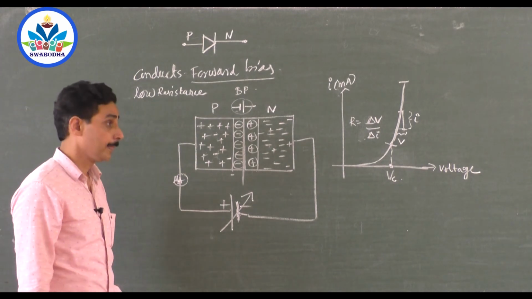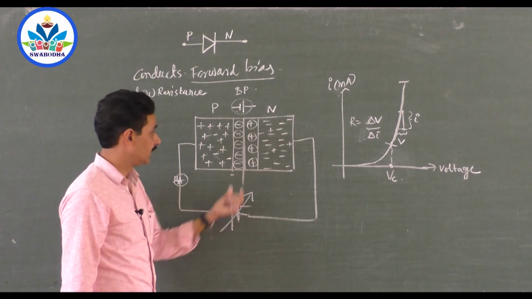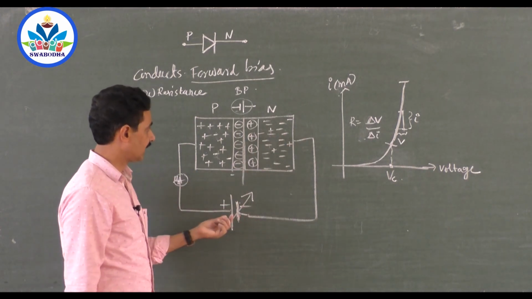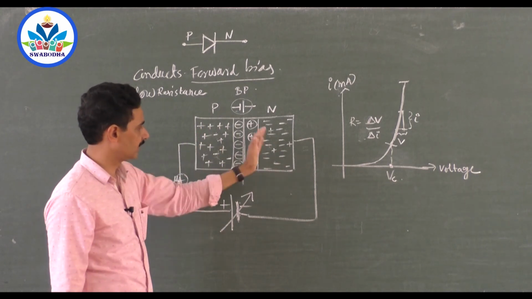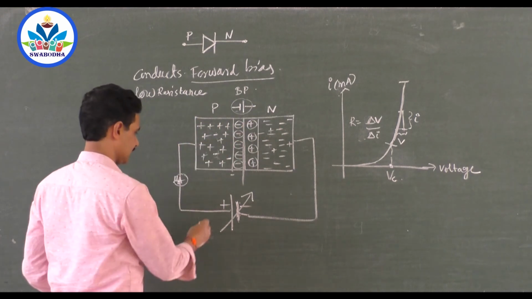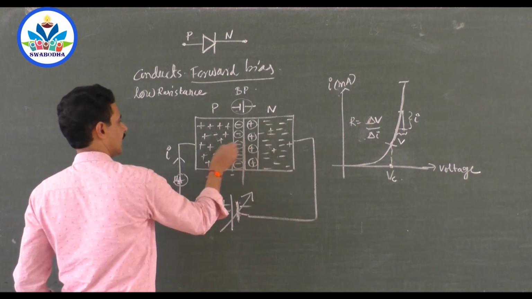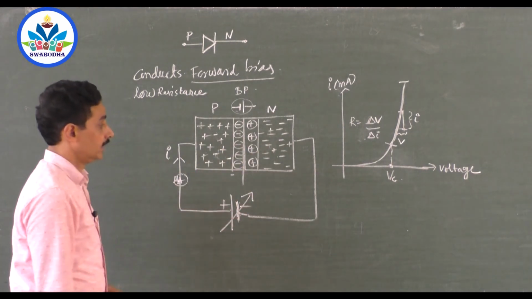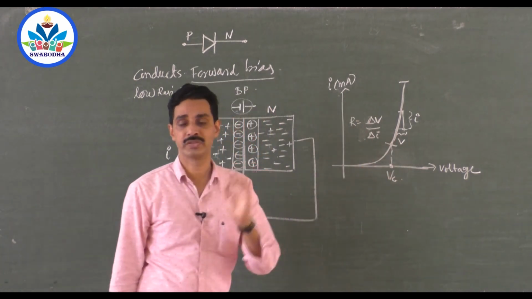Now see here, we have given forward bias. P side of the diode is connected to the positive, N side of the diode is connected to the negative, and holes move from P to N region, electrons move from N to P region. So there is a current in this direction. Shall I write it like this? The current is in the direction of holes, opposite to the direction of electrons. So we write voltage and current in the first quadrant, both positive.